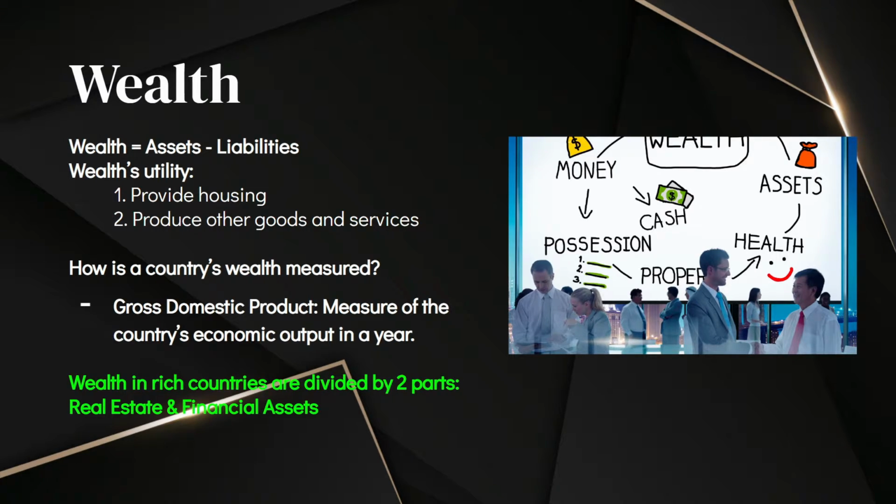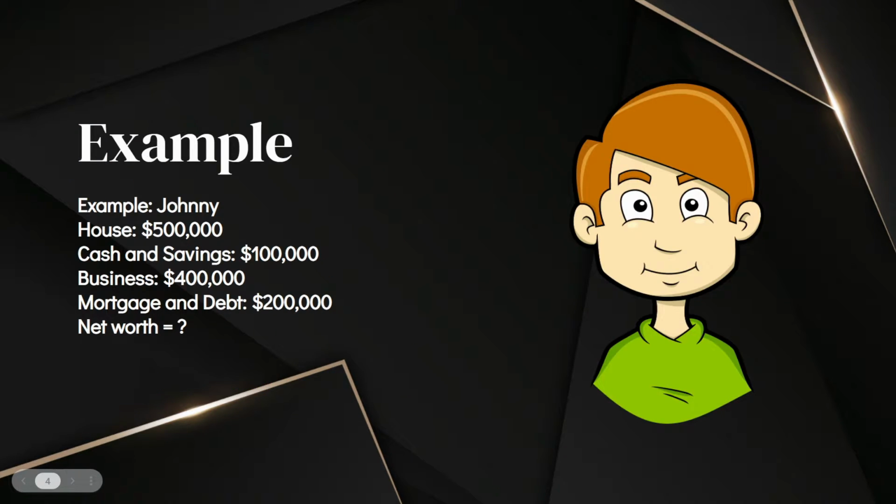Let's give an example to practice whether we understand how to measure wealth. So here's Johnny. Johnny has a $500,000 house, $100,000 in cash and savings, and operates a business evaluated at around $400,000. Johnny also has mortgages and business loans that account for $200,000. What is his total wealth? Feel free to pause right now, try to figure it out, and resume after you got it.